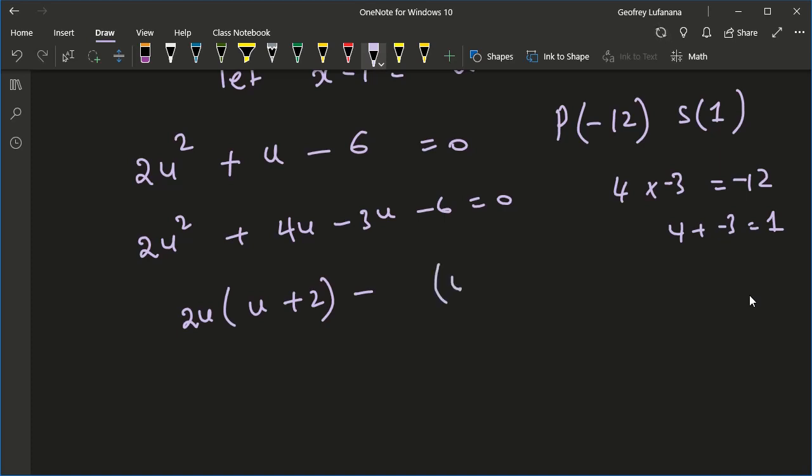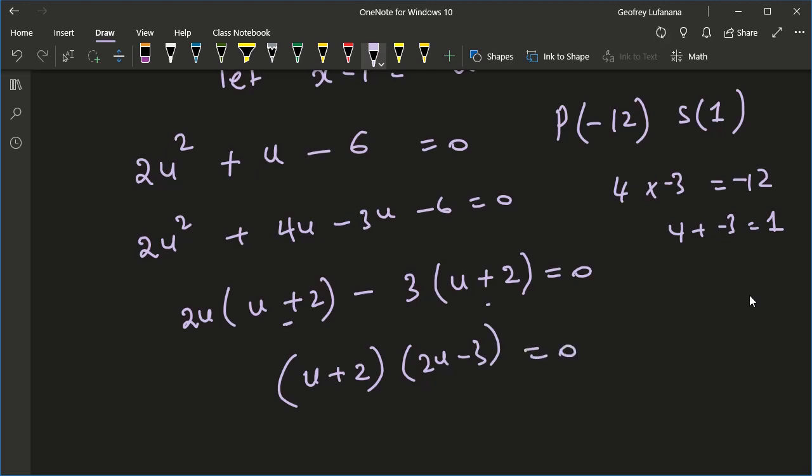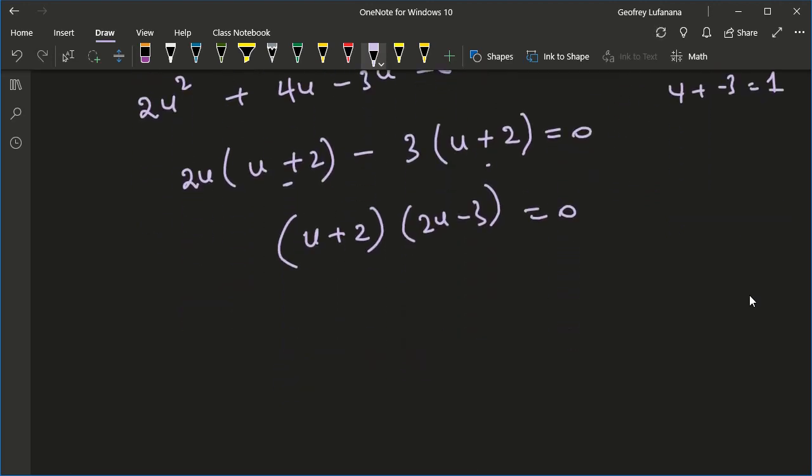One thing I need to know is I need to have a u plus 2. If you struggle with this part, know that this bracket has to be the same as that. So I'm looking for, what do I multiply here? And that's going to be a 3. So when I multiply out, I have a negative 3u and a negative 6 equals 0. So with u plus 2 being the same, factorized out, I have (u plus 2)(2u minus 3) equals 0. So I'll have either u plus 2 is 0 or 2u minus 3 is 0.